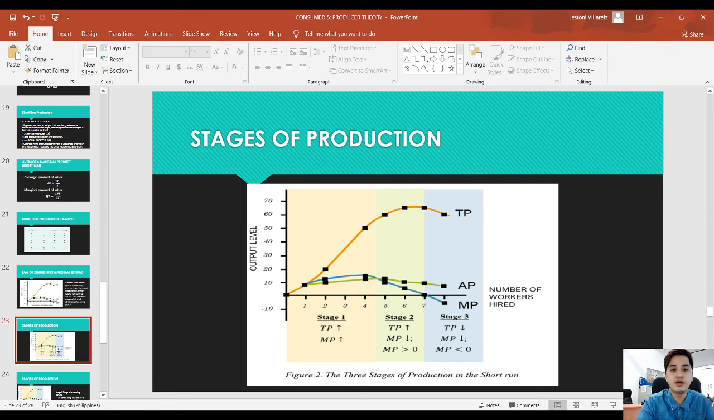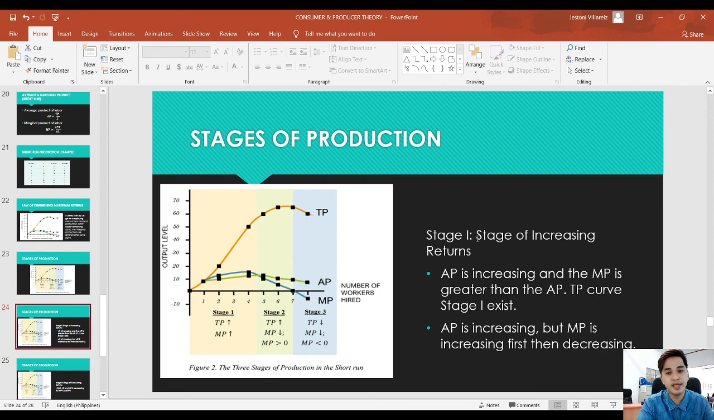Now, given our production graph, we can see here the 3 stages of production. Now, if you are the analyst of a certain business, you have to look into this, or if you are an economist, the business owner might ask you at which stage of production can we maximize our output. So let's review.